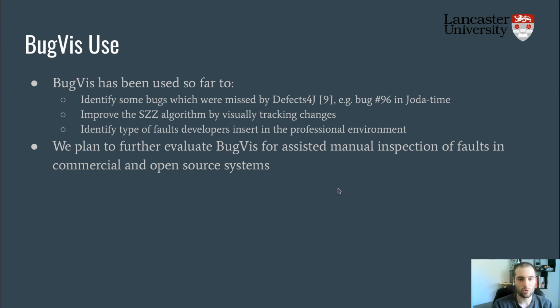BugVis was also used to improve the SSD algorithm by visually tracking changes, as I showed you in the demo, and to identify the types of faults developers insert in the professional environment. We also plan to further evaluate BugVis for assisted manual inspection of faults in commercial and open source projects.